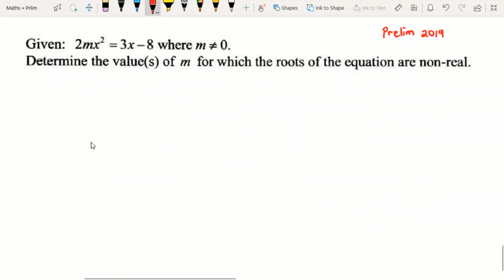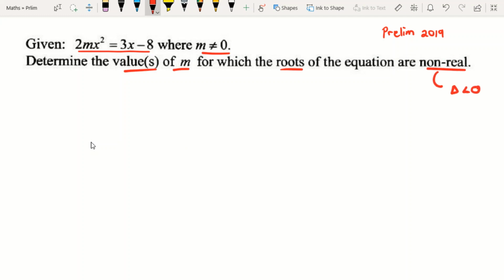Okay, so what we have here in this question is we are given this standard form of equation, where m is not equal to 0. Determine the values of m. So here we're determining the values of m for which the roots of the equation are non-real. Whenever you say this, you know that the discriminant is less than 0, right?